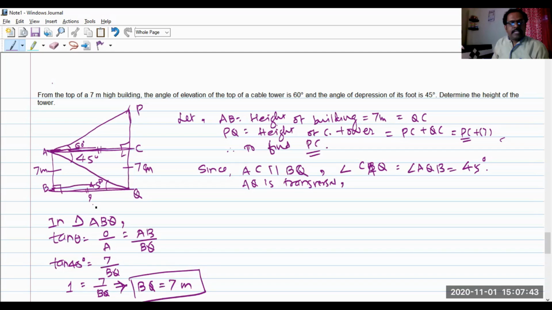So we got BQ equal to 7 meters. Since BQ is 7 here, this AC will also become 7 meters, right? So we can write here, we follow this step, and after that we come to this one, right?